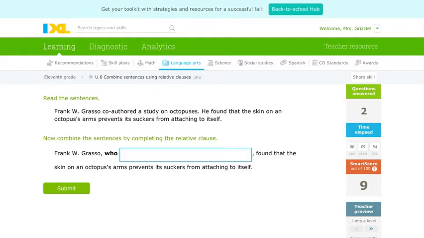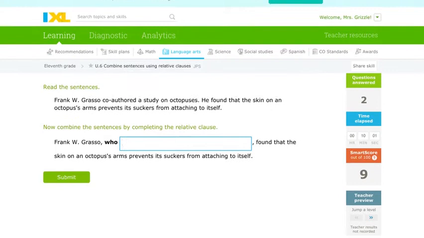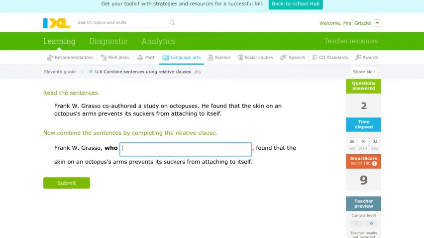So I'm going to show you how to do this. Frank W. Grosso co-authored a study on octopuses, or octopi, if you really want to be grammatically correct. He found that the skin on an octopus's arms prevents its suckers from attaching to itself. That's very interesting. I didn't know that. So what we want to do is write a relative clause that combines these two sentences. So Frank W. Grosso co-authored a study on octopuses. All right, so we have that interesting little piece of information.